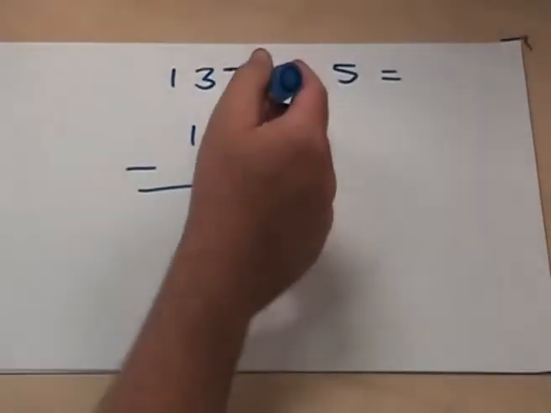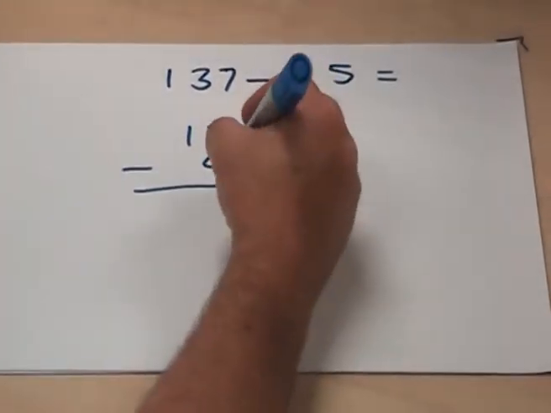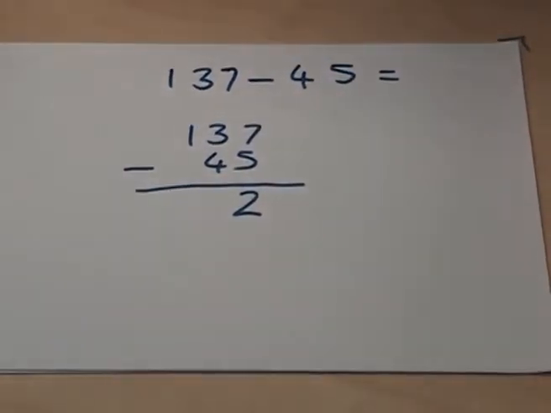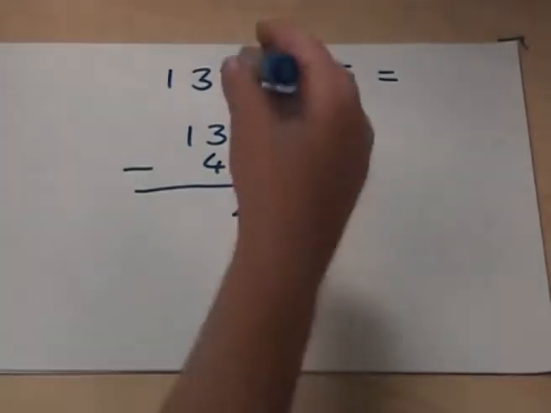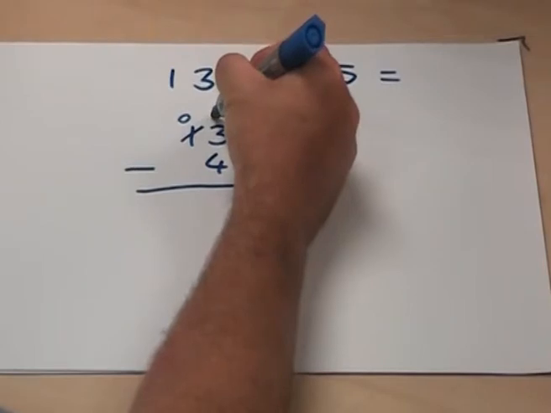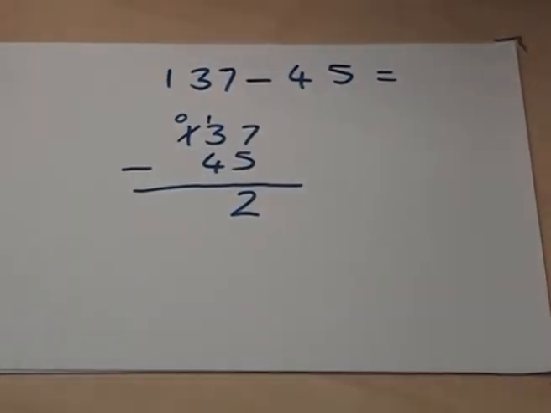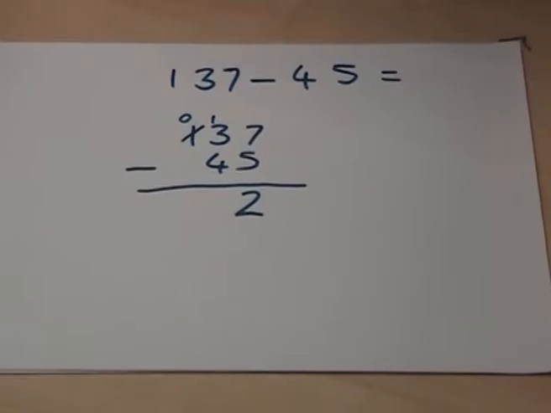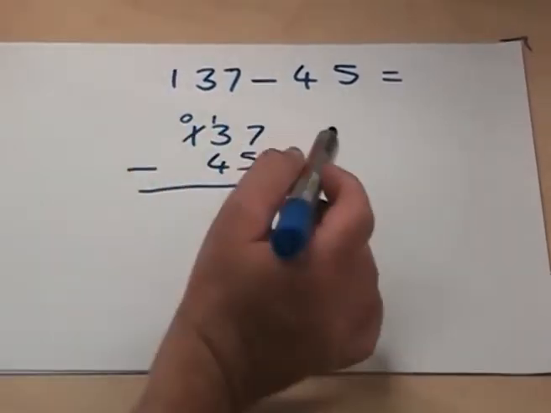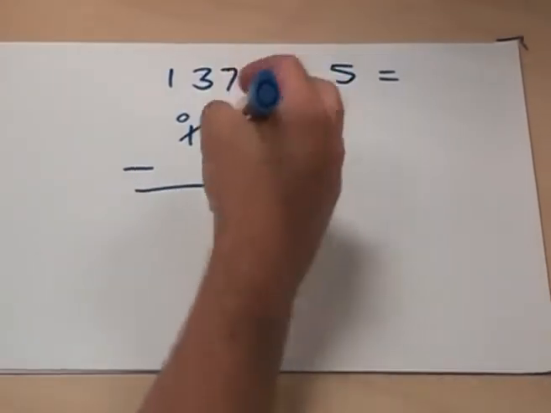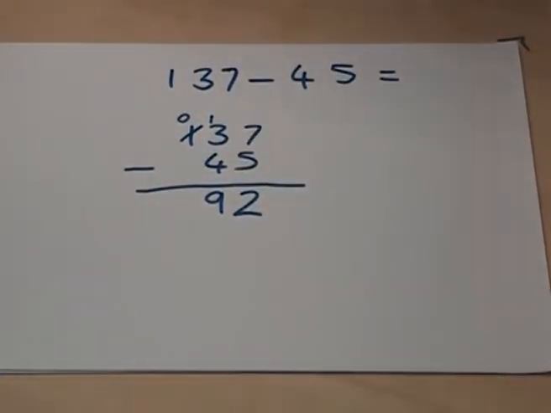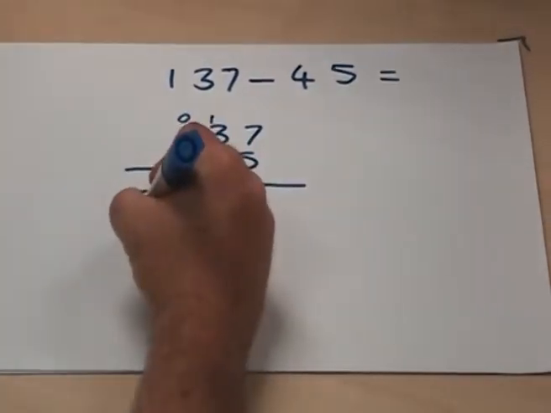So here we have 7 take away 5, which we can do without any adjustment, giving us 2. Here we've got 3 take away 4, so we're going to need to borrow from the hundreds column. We've got 100s, so we'll set that to 0, but carry back or borrow from there, giving us 13. In reality, this is actually 130 take away 40, but we're going to show it as just 13 take away 4. And this gives us 9. So, what we have as an answer is 92.